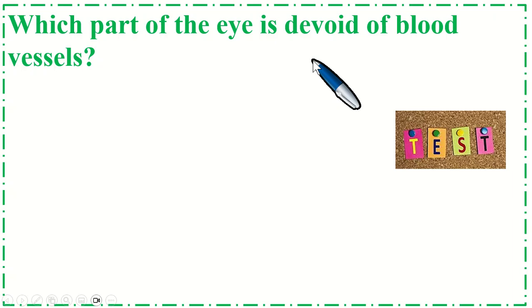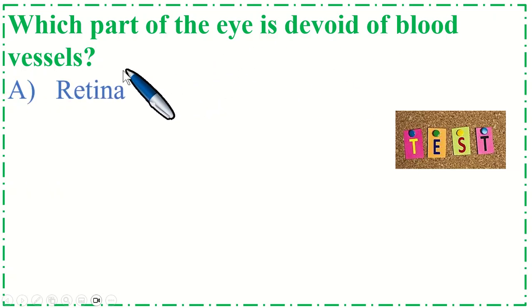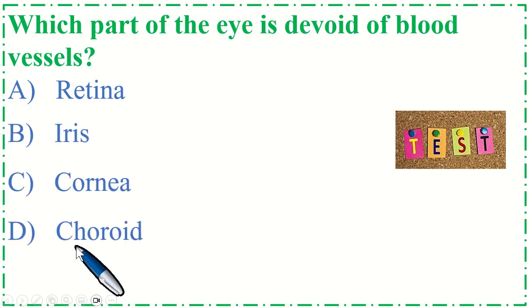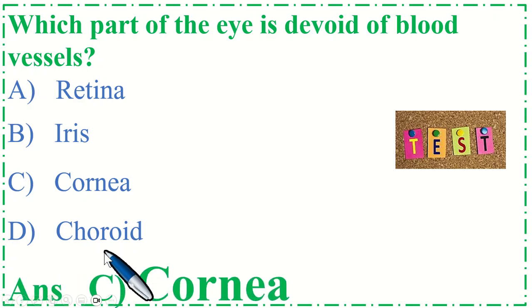Which part of the eye is devoid of blood vessels? Option A, retina, B, iris, C, cornea, option D, choroid. Correct option is C, cornea.